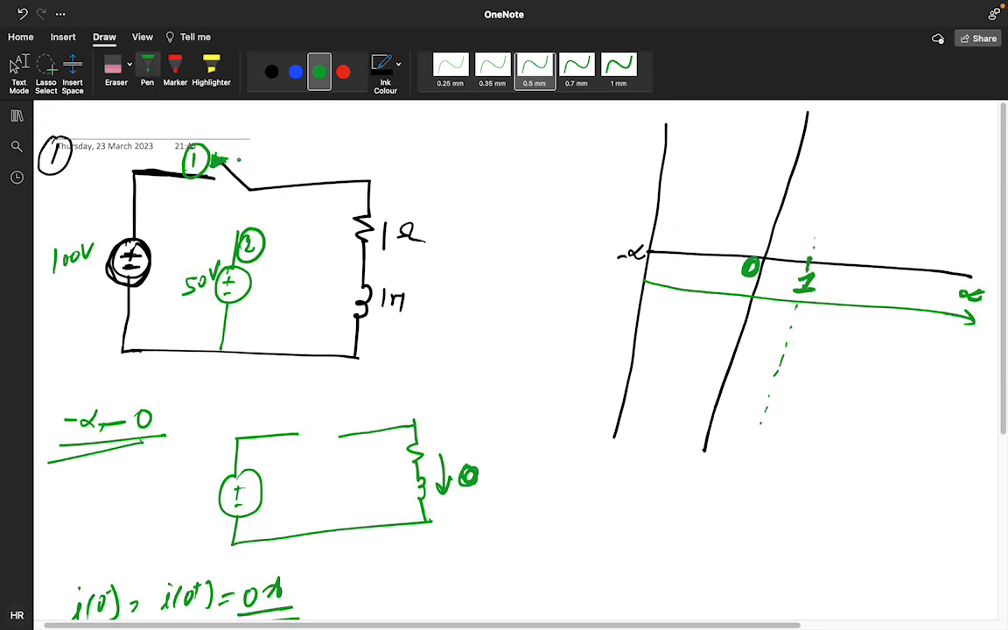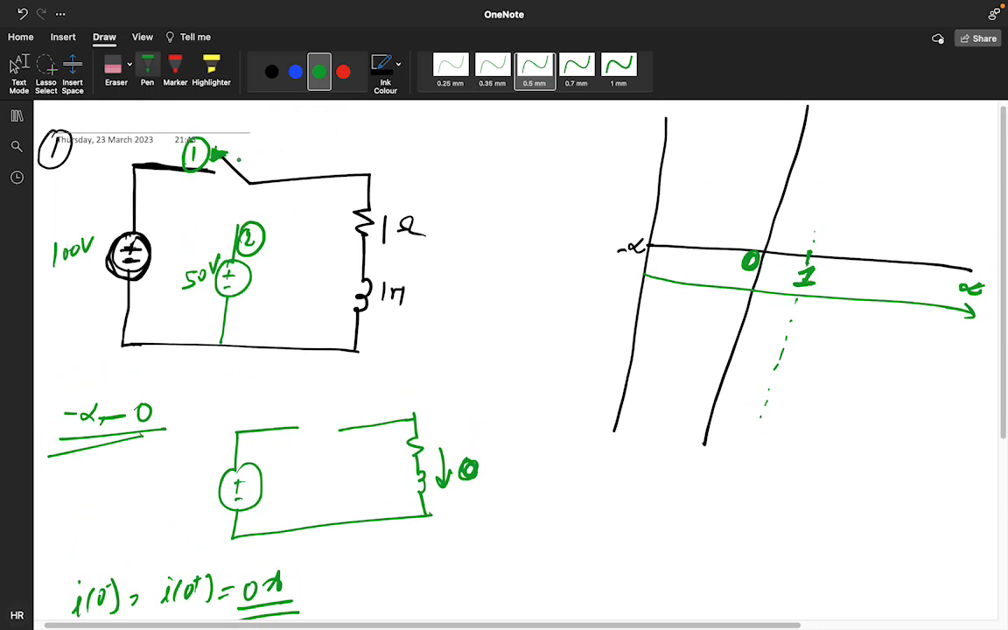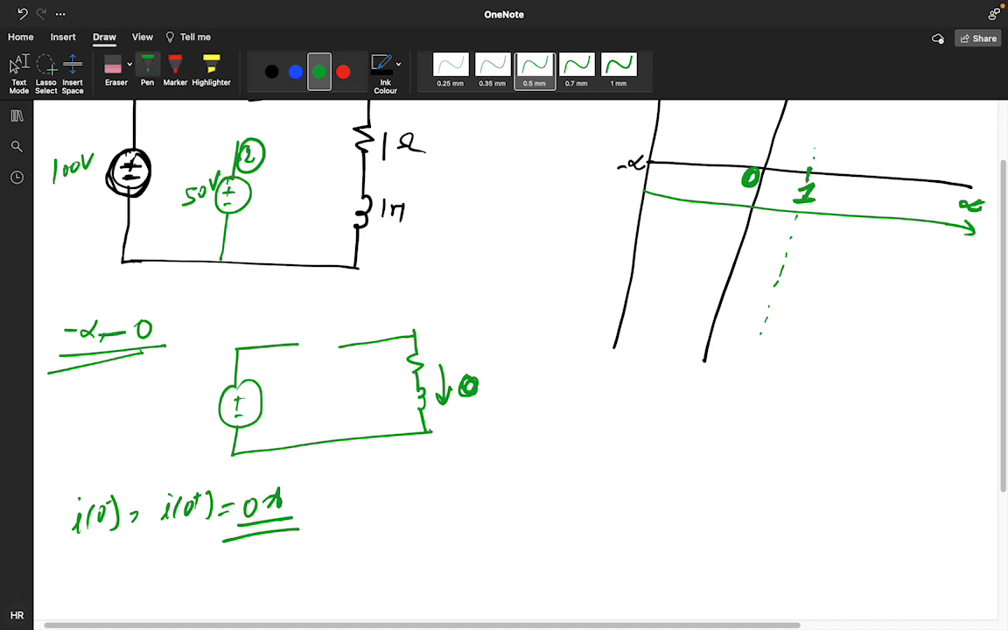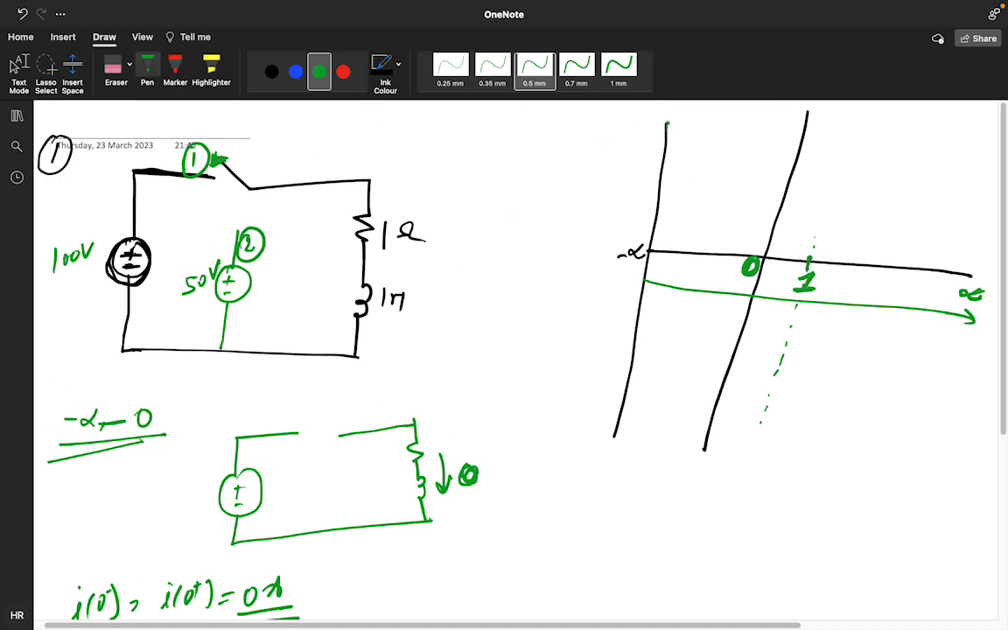So in this particular circuit, at t equals 0, this is the current, and this is the graph of your inductor current IL. The current was 0, 0, 0, 0, 0.